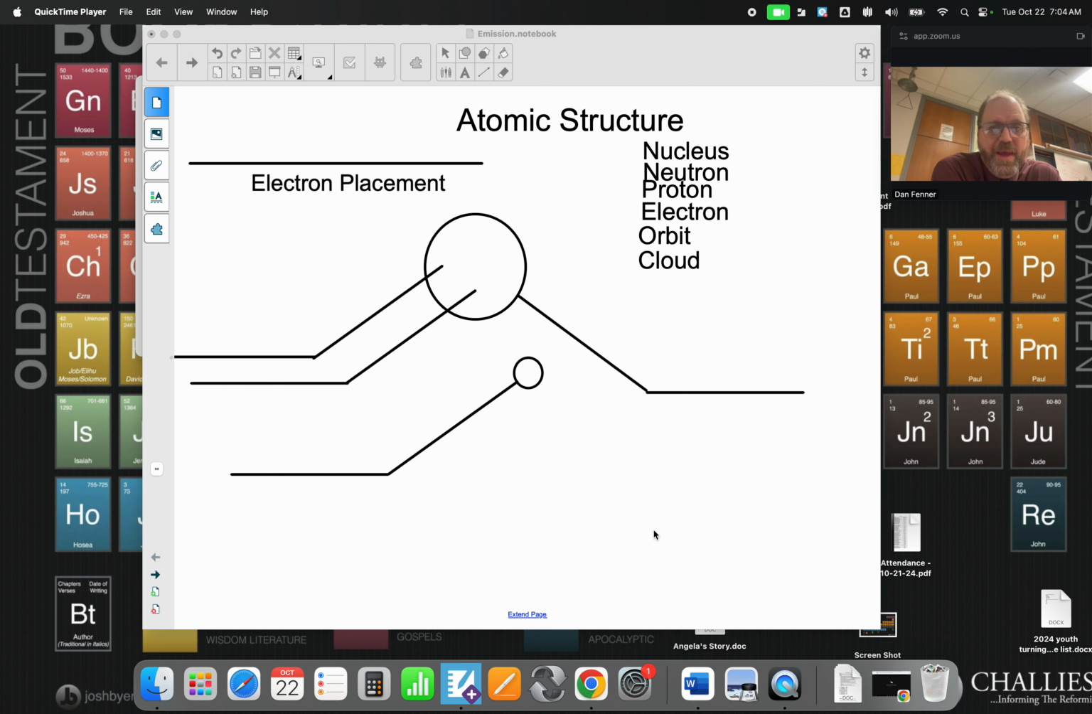So we're looking today at the structure that makes up electrons and how we find their arrangements. Before we do that, let's go back and, real quick, review the atom.